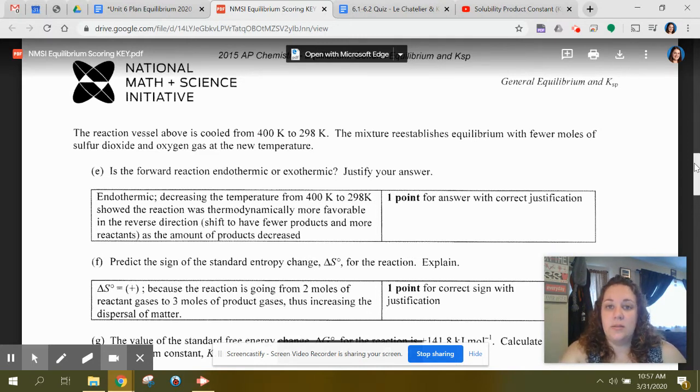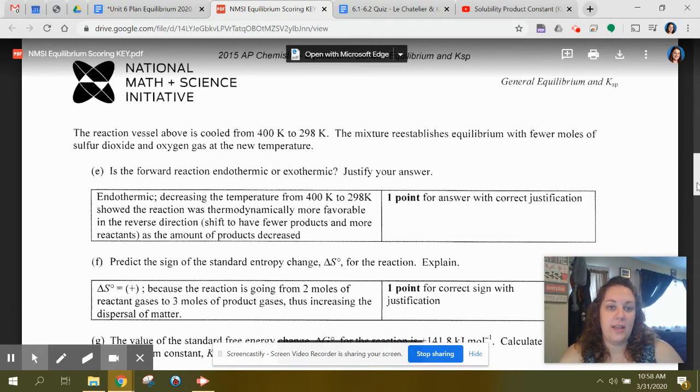So decreasing temperature shifts it left, which tells us that heat has to be a product. Okay, not a product, I'm sorry. Heat has to be a reactant. Less heat shifts it left. So heat is like a reactant in this equation, which means that it's endothermic. Hopefully that makes sense. If heat was a product, if this was exothermic, and we decrease temperature, it should shift it forward. So think about heat being a reactant or a product.